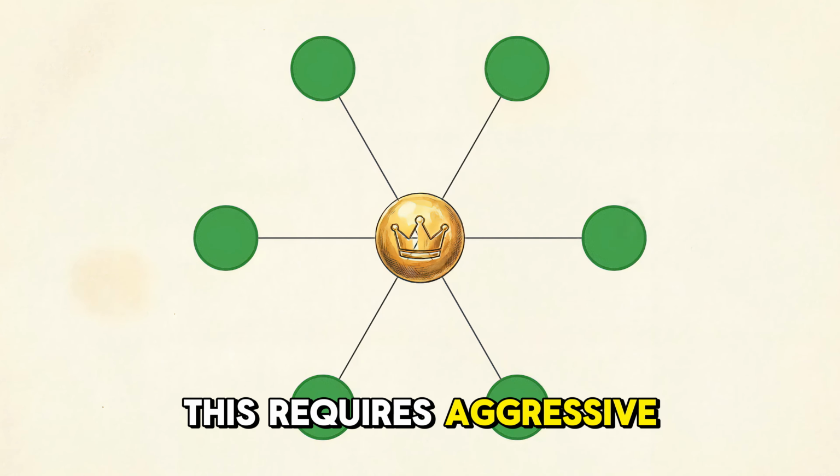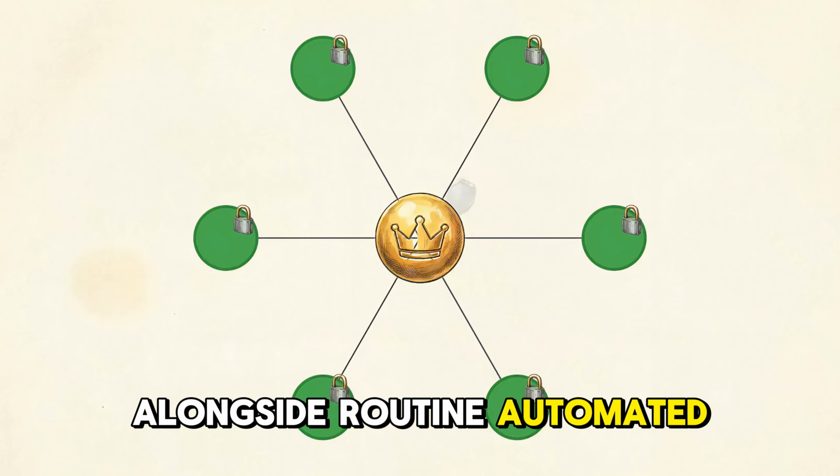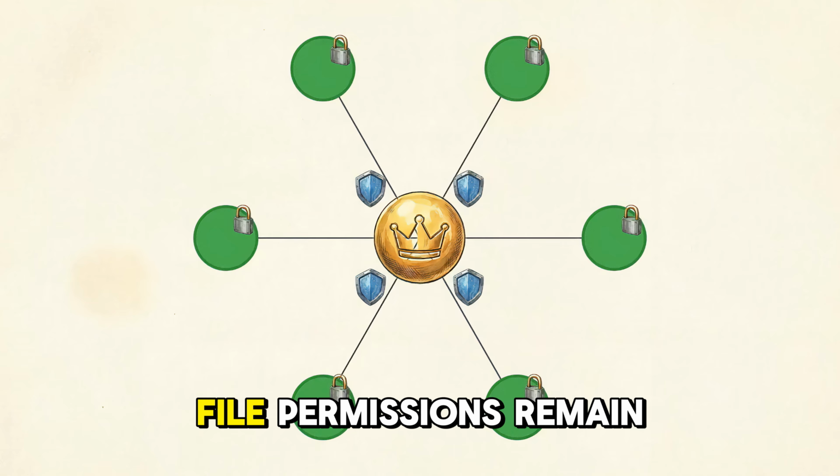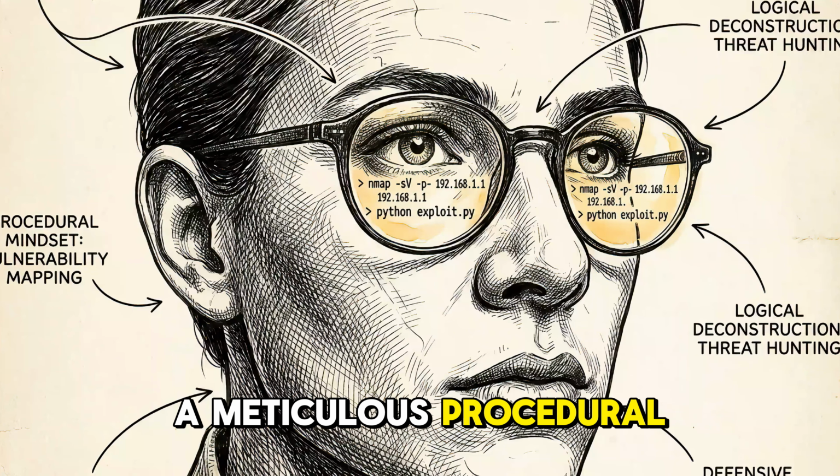The third pillar is hygiene. This requires aggressive patch management to eliminate kernel vulnerabilities, alongside routine, automated audits to ensure critical file permissions remain locked down. Defenders must adopt a meticulous procedural mindset.